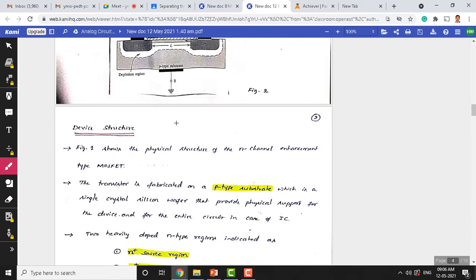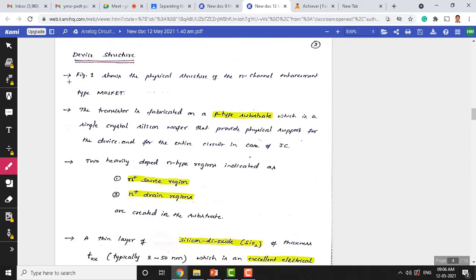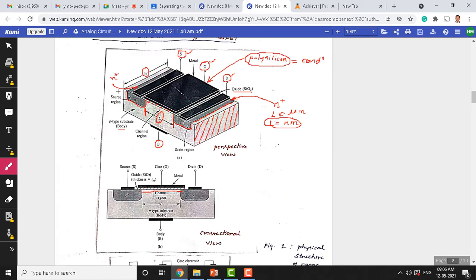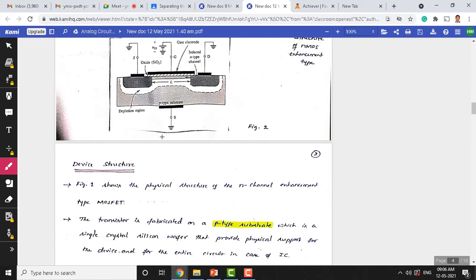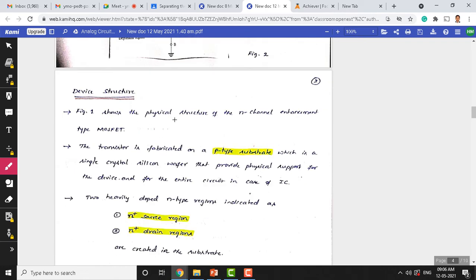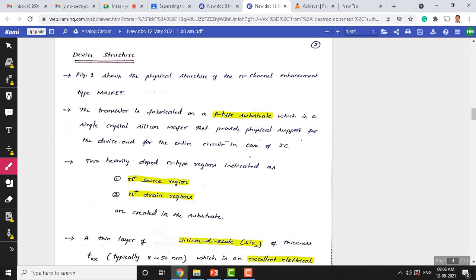Before that, let me go through the points related to the physical structure. Figure 1 is applicable to the perspective view and cross sectional view, referring to those figures which show the physical structure of the n channel enhancement type MOSFET. I'll go through all these points quickly, so anything which is left out, students can follow here.